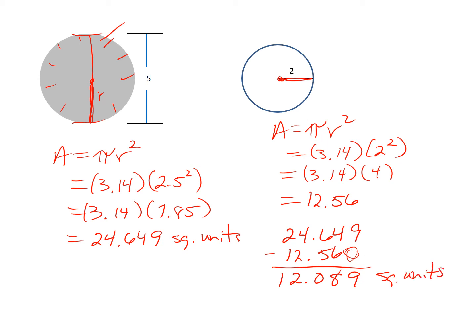That is the area, or the amount of the shaded circle, that we can see when it's covered up by the white circle. Done.